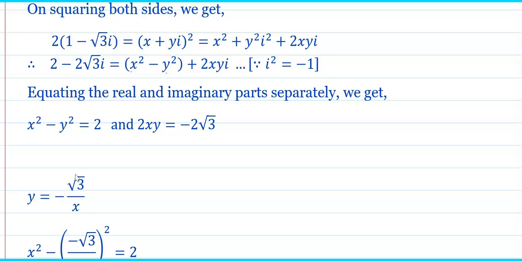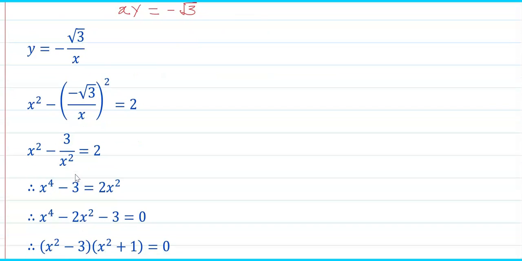2 also get cancelled, and therefore you will get xy is equal to minus root 3. Therefore y is equal to minus root 3 upon x. Substitute the value of this y in this equation, then you will get x square minus root 3 upon x bracket square is equal to 2. Again simplification, minus root 3 upon x bracket square means 3 upon x square is equal to 2.